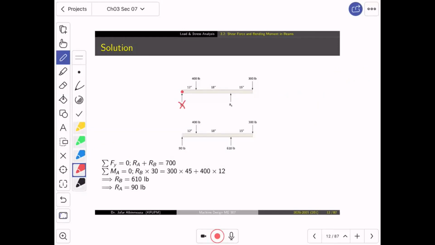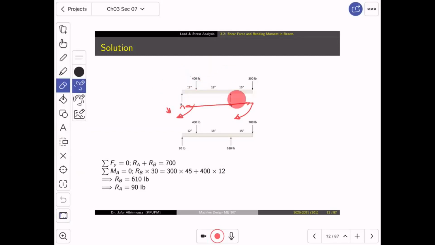Now, RB will be multiplied by that distance, causing a moment in this direction. However, 400 will be multiplied by this distance and it will cause a moment in this direction. 300 will be multiplied by all of this distance and it will cause a moment in this direction. So this one is opposite to them. That's why we have RB. So let me clean it up so you can see it.